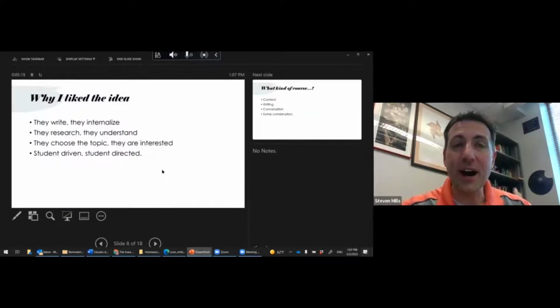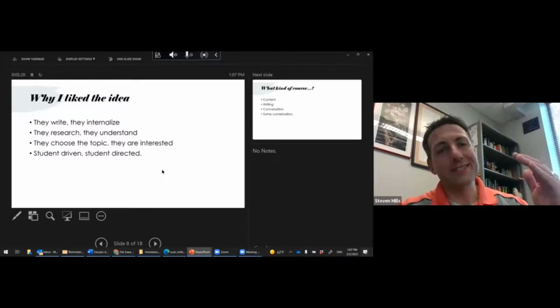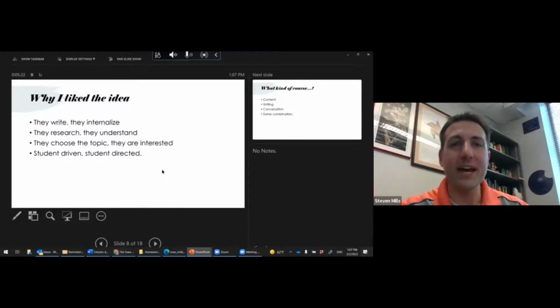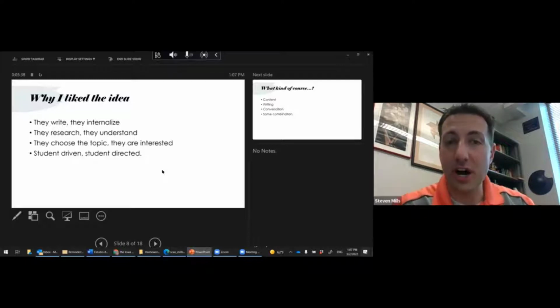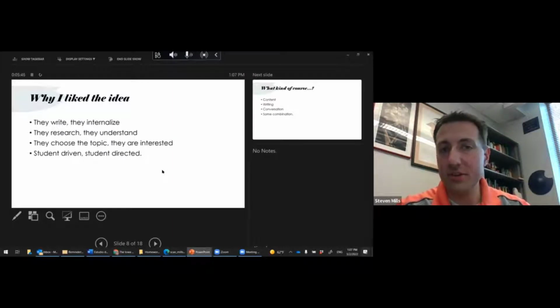So I like the idea because it got them more involved in the class. Normally with the traditional texts, they read a bunch of stuff that they don't understand. I work through it with them, and then I explain, or I help them understand why it's important and what it means in modern society in Spain. With this new approach, they would write the content and they would internalize it. And they would research topics, and in the research and the writing about it, they would understand it better than if they just read somebody else's writings about it.